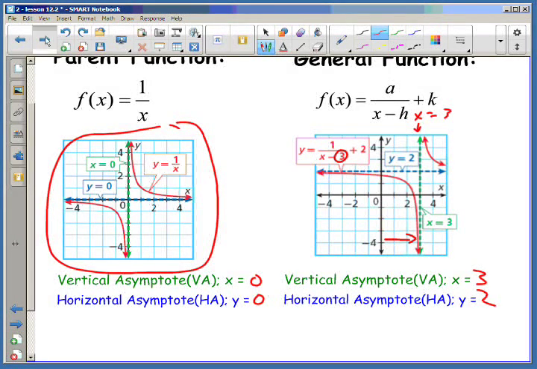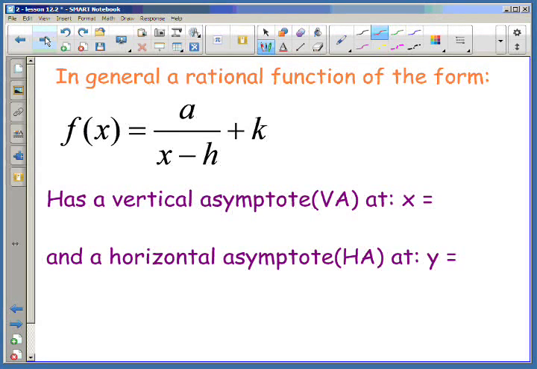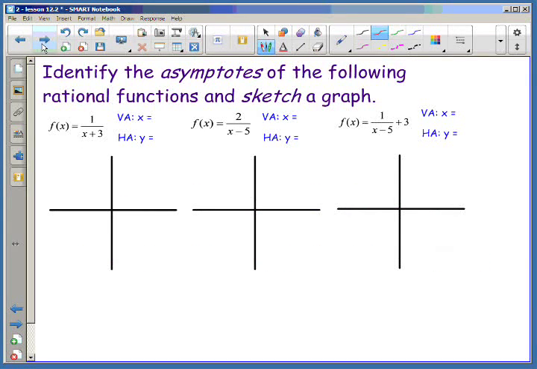It's been shifted up. And in general, then, we'd see f of x equals a over x minus h plus k. It's got a, h, and k in it. We're familiar with that from parabolas. And we can generally say vertical asymptote occurs at x equals h and horizontal at y equals k. Let's do 3 functions here, 3 graphs, and see how it goes. Identify the asymptotes of the following rational functions and sketch a graph.